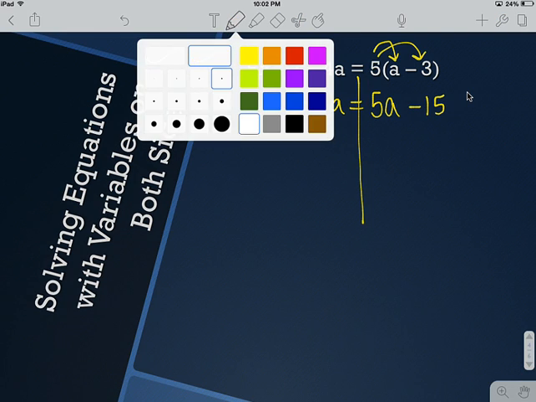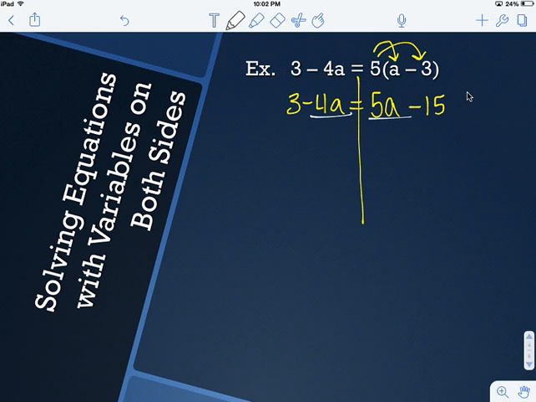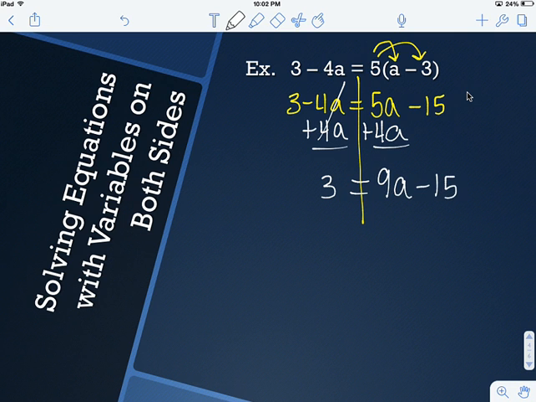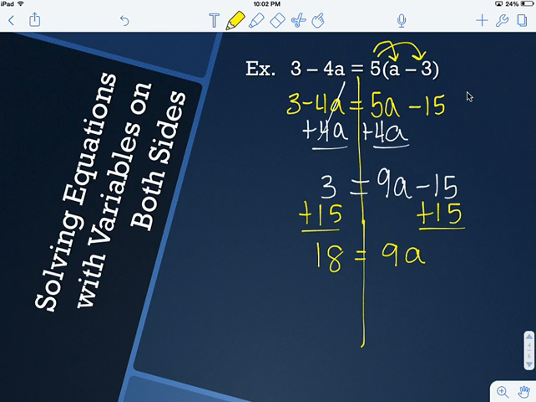Now, for my a's, I have negative 4a and I have 5a. Negative 4a is smaller than 5a, so I'm going to add 4a to both sides. Remember, it can only add to its like term, which is 5a. So negative 4a and 4a cancel on the left, and I'm left with 3. On the right, 5a plus 4a is 9a, and I'm back to my two-step equation. I'm going to add 15 to both sides, and we have 18 equals 9a, and then I'm going to divide by 9, and we get that a is 2. Remember, you can always plug your answer back in to make sure it works.